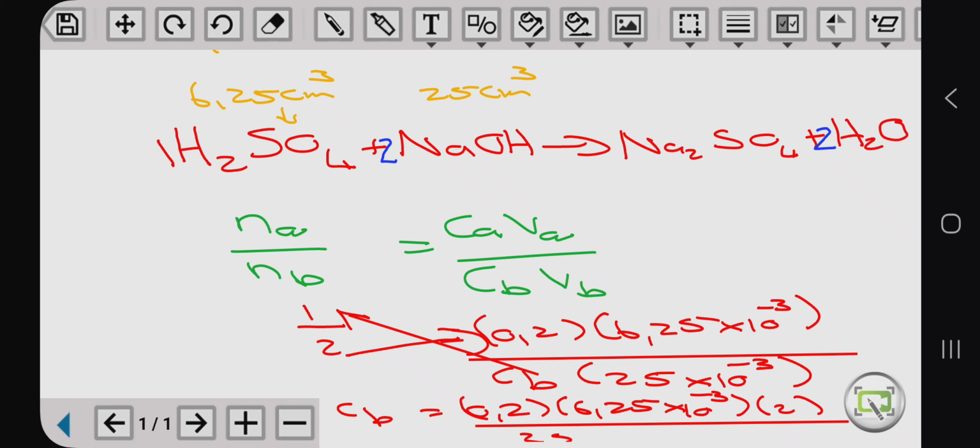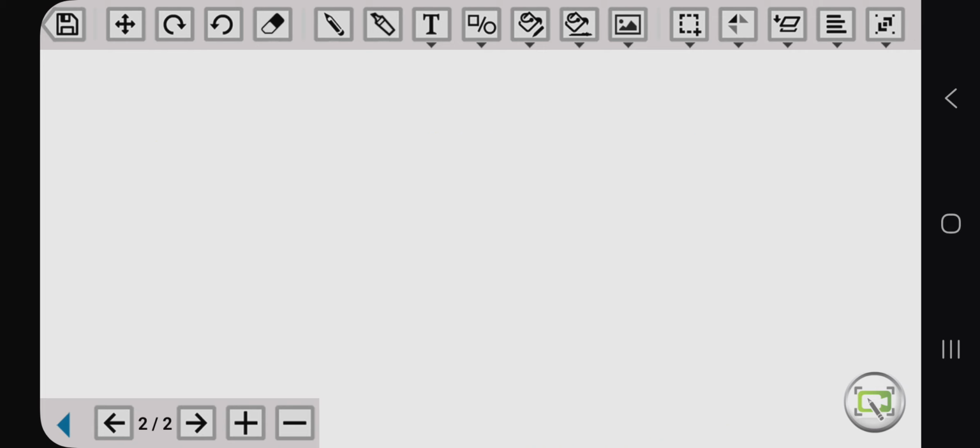There you go. And you can go and sub all of that in your calculator. And then your final answer should be the concentration of the base being 0,1 moles per cubic decimeter.